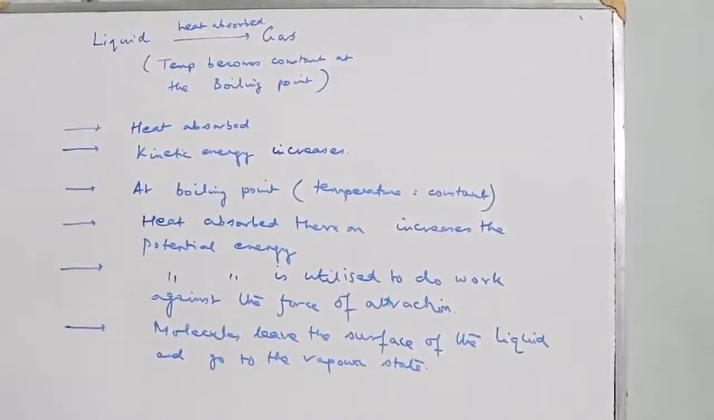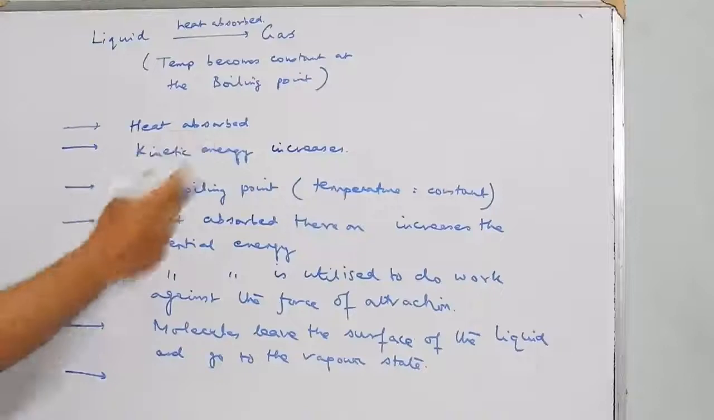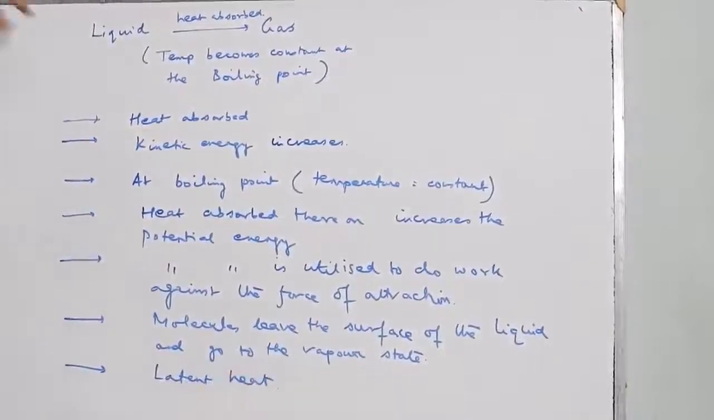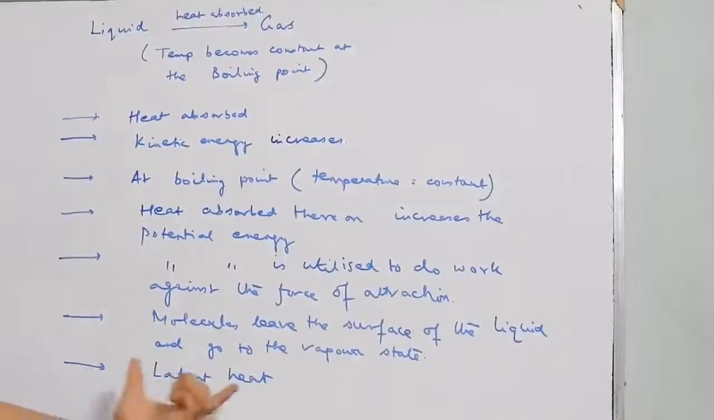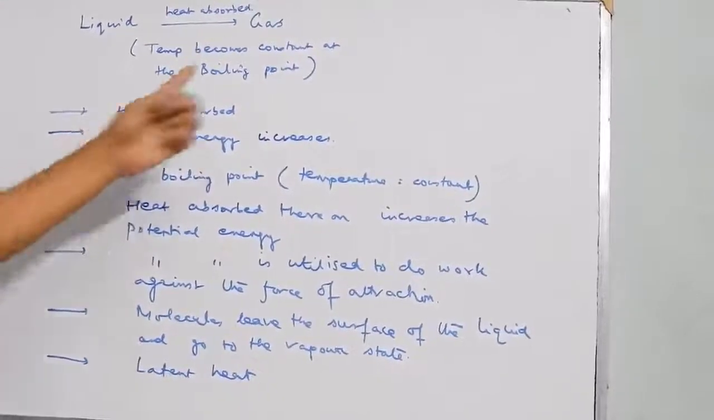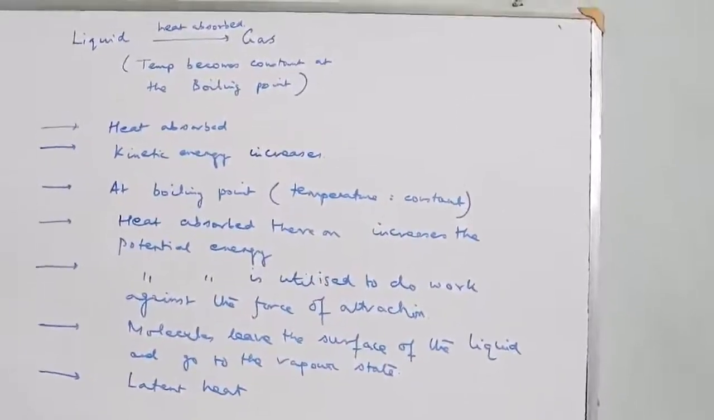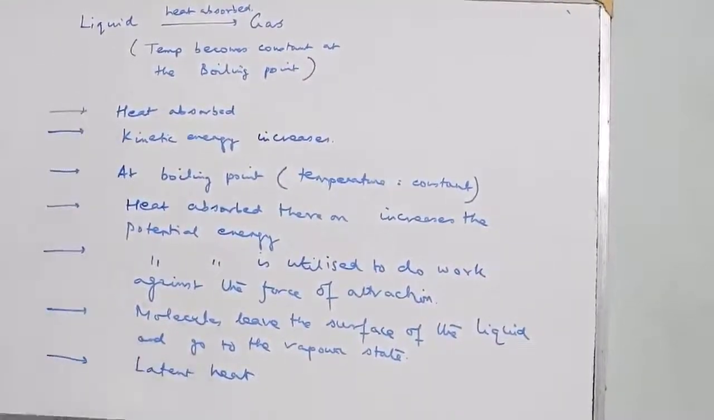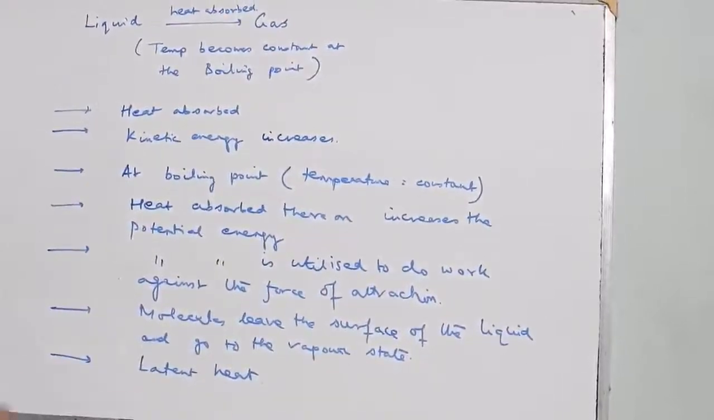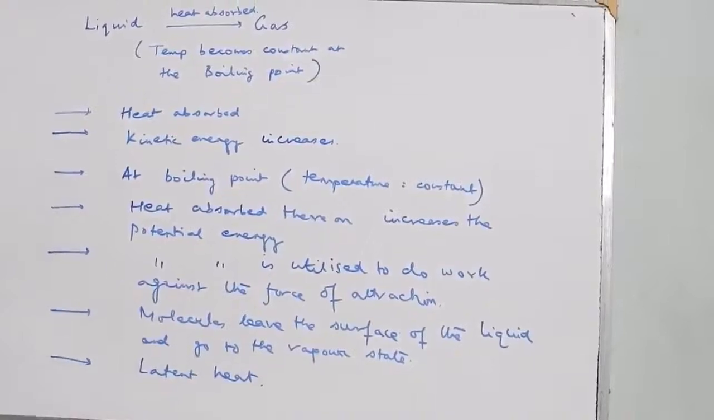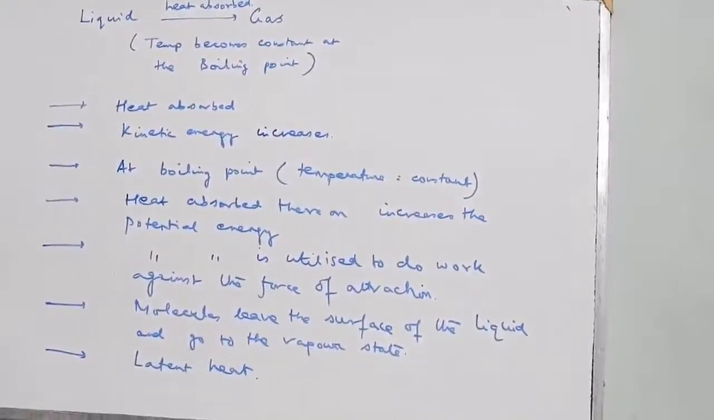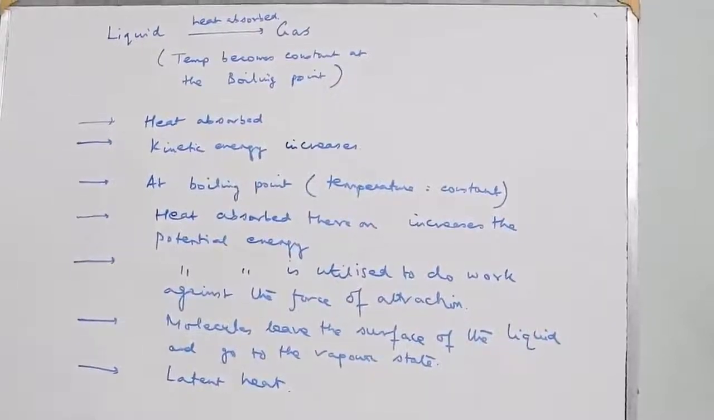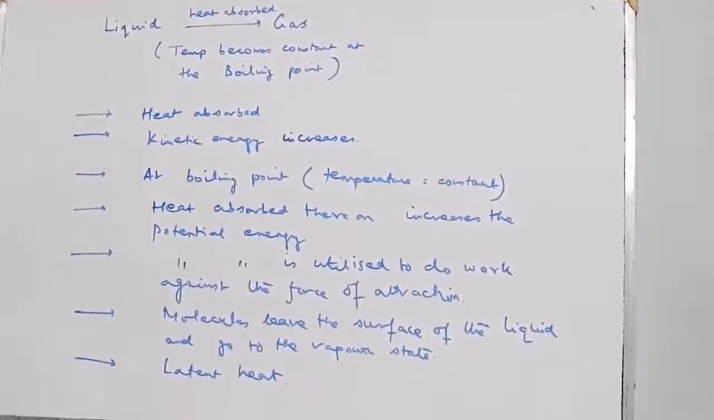Again, the heat absorbed in this situation, when the temperature becomes constant at the boiling point, is also called latent heat. It can be called the latent heat of vaporization because we are studying the liquid to gas transition. Obviously, in the opposite process, that is gas to liquid conversion, instead of latent heat of vaporization, we will call it the latent heat of condensation. So the same molecular model, the same approach, can be realized in any type of state condition.